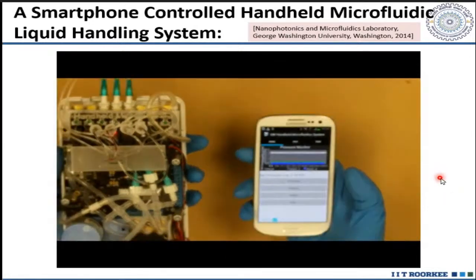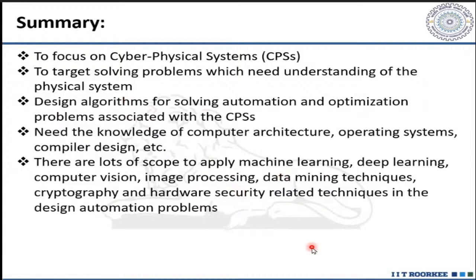Okay, so if we summarize in total, we have to focus on the cyber physical system, and to target solving the problems, we need to understand the physical system. That's why I discussed many things about the architecture of the chip, the emerging technology we talked about, and the design algorithms we need to know for solving the automation problem. And we have seen how computer architecture, operating system, compiler knowledge or programming knowledge are important here.